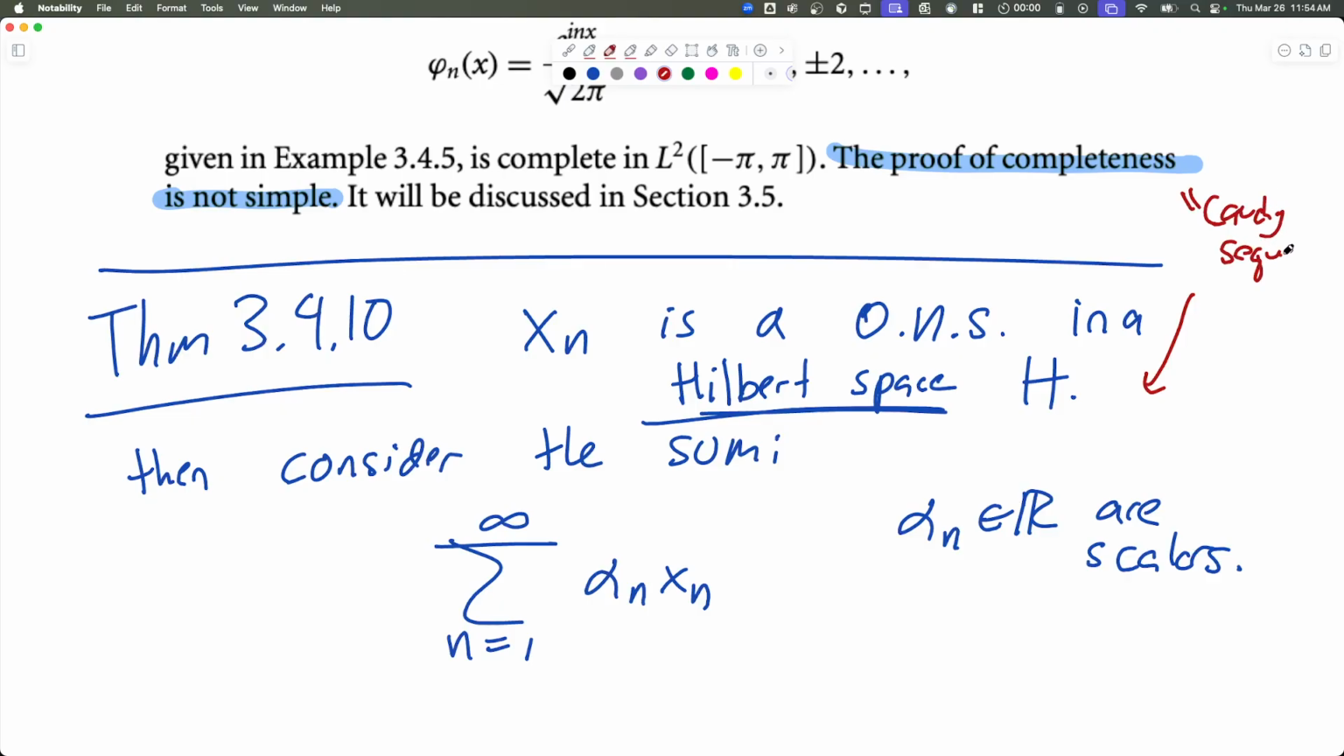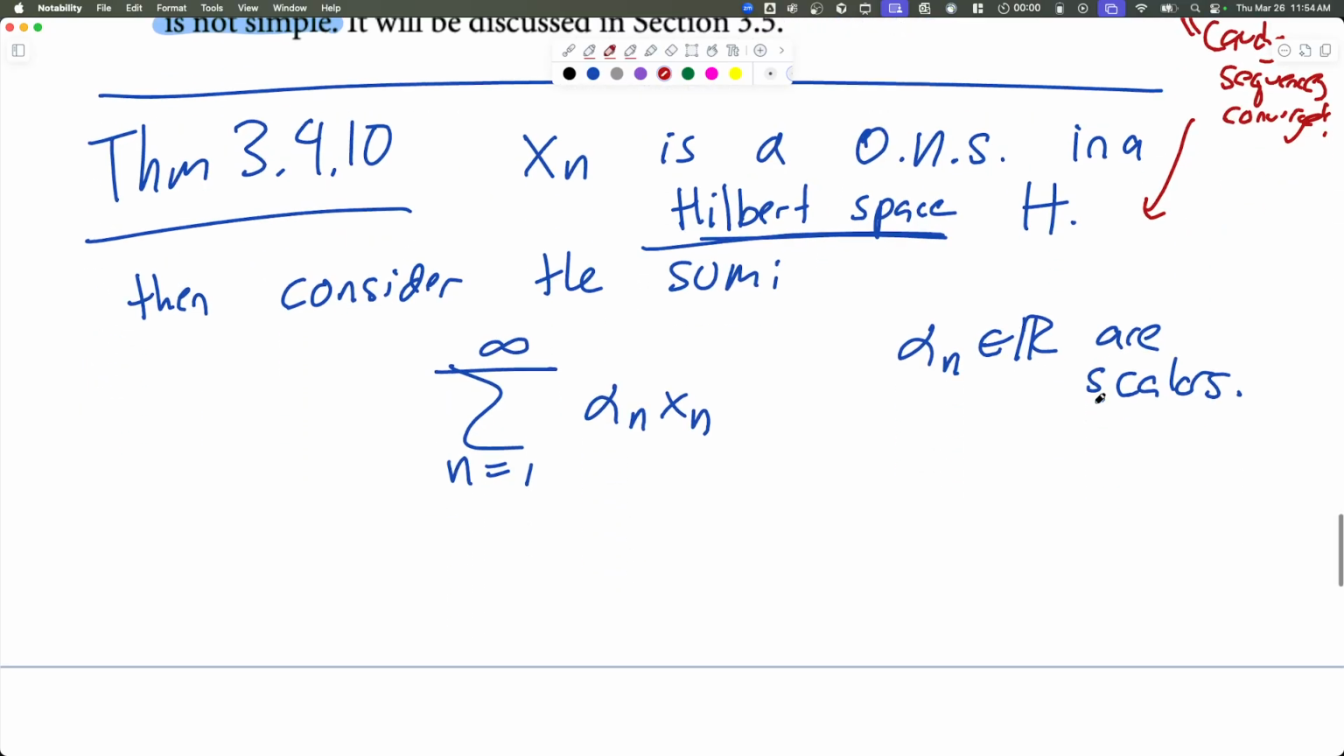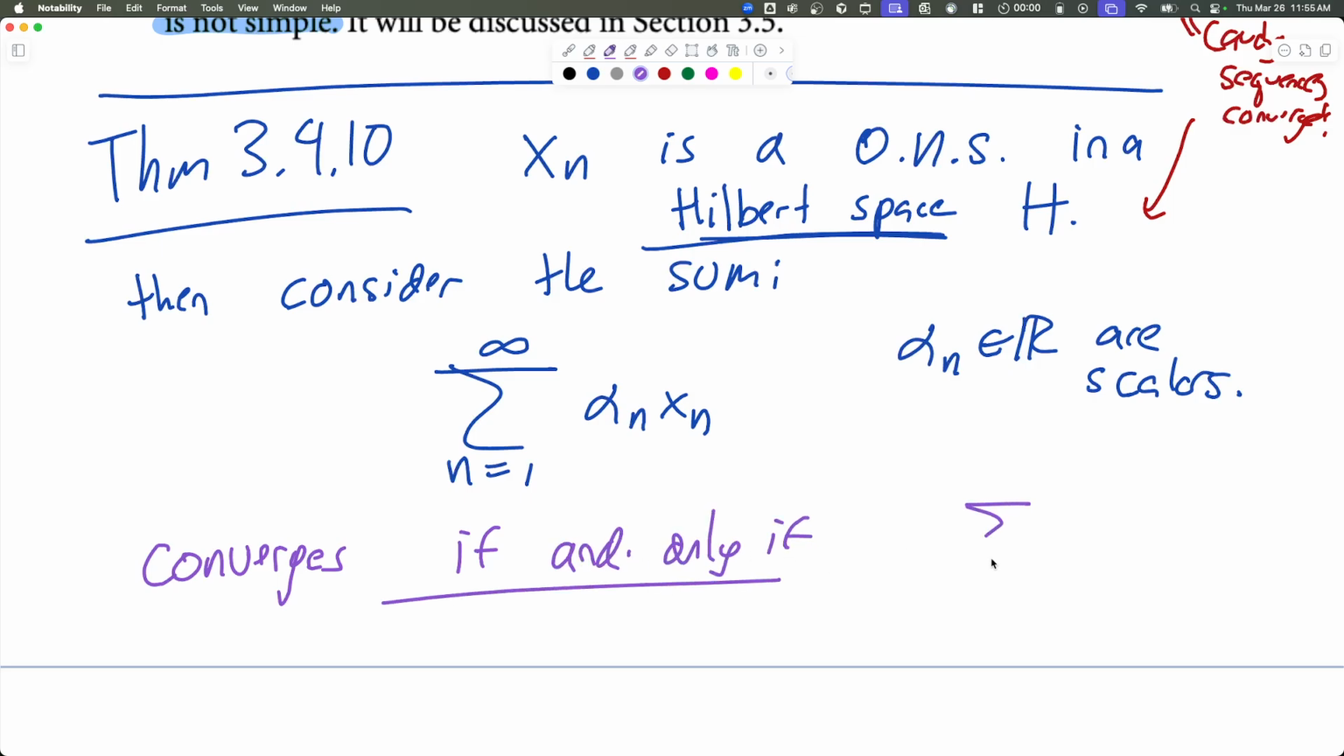Cauchy sequences converge. That's what it means. Okay. So we're going to look at this infinite sum. And as long as Cauchy sequences converge, then this infinite sum converges if and only if the sequence alpha n is in lowercase L2. So this sum converges if and only if the sum of the alpha n squared is less than infinity. So in other words, you do alpha n as the coefficients, and it will converge in the space H if and only if these things converge as numbers when you sum them.